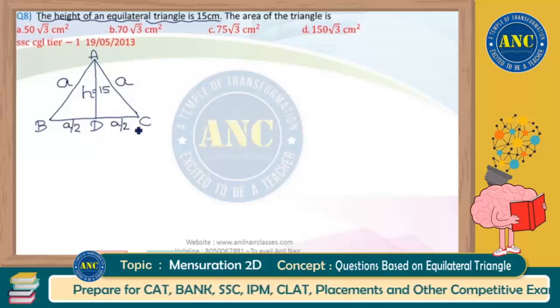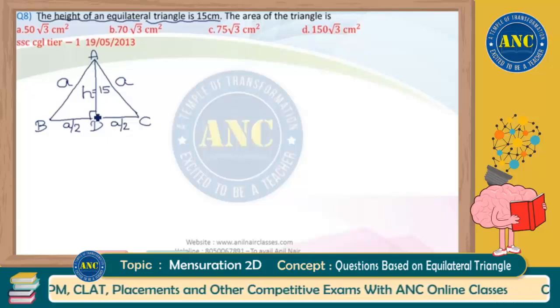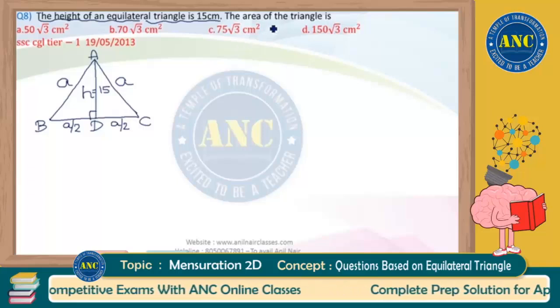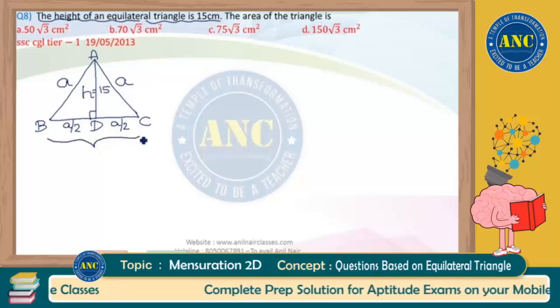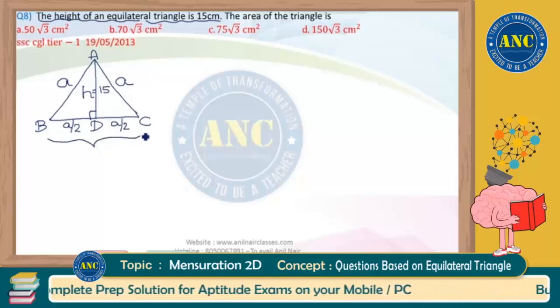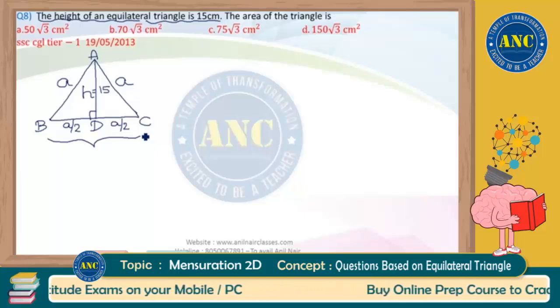BDC also becomes half of A, because that AD is nothing but a perpendicular bisector or an altitude height. Now, what are we finding? We need to find the area, but I don't know the base value, because the area of an equilateral triangle is root 3 by 4 into A square. I don't know that A value itself, which is nothing but the base anyway in this question.